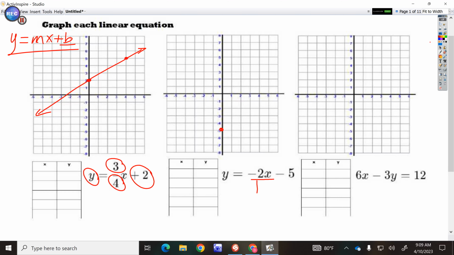Negative 5 is the y-intercept, and the slope is negative 2 over 1. So it's down 2, right 1. Try to bring your lines all the way to the edge. Notice, I did not put numbers in my table. If I wanted to, I can literally create numbers here. 0, 4, 8, 12. Plug them in and solve. Why do you think I use 0, 4, 8, 12 on that if I was going to make a table?